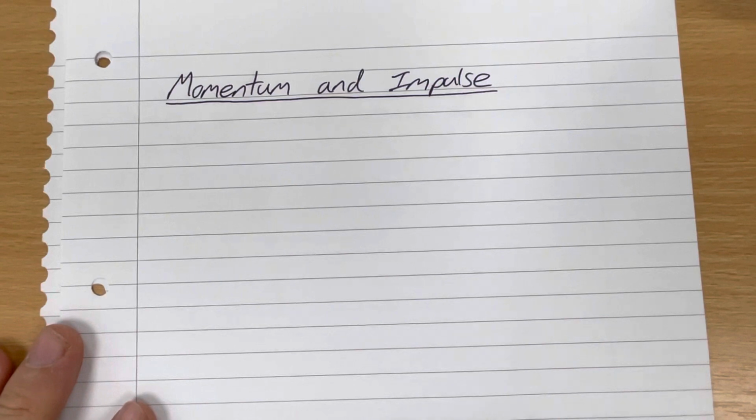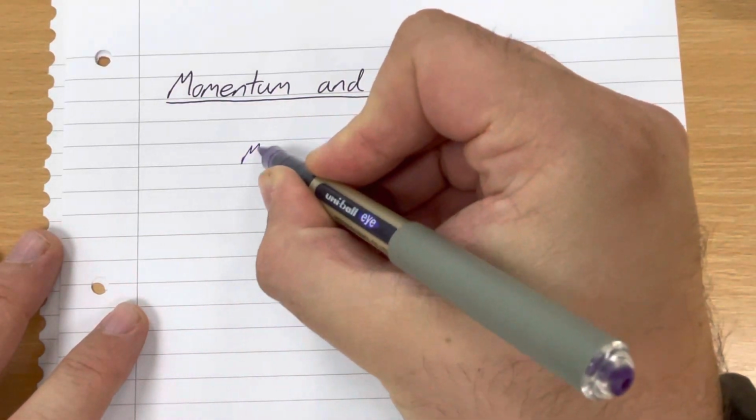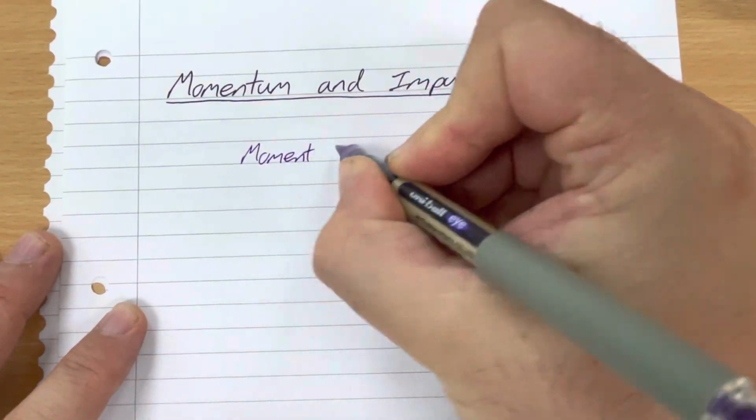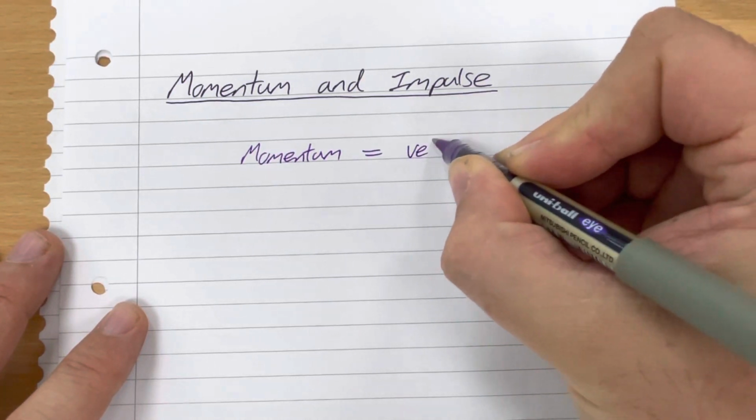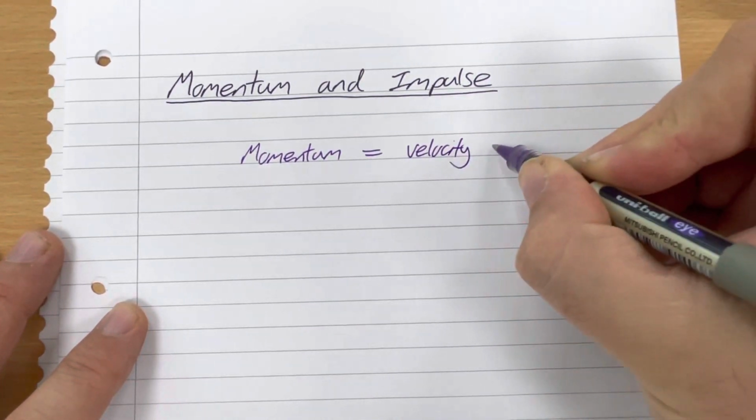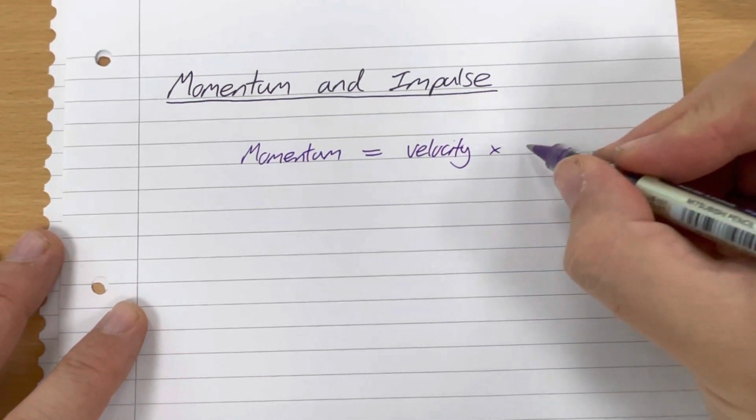Okay, today we're looking at momentum and impulse. This is part of the further maths mechanics from A-level. So momentum is a measure that takes into account both the mass of an object and the velocity of an object. So the momentum is defined as the velocity multiplied by the mass.